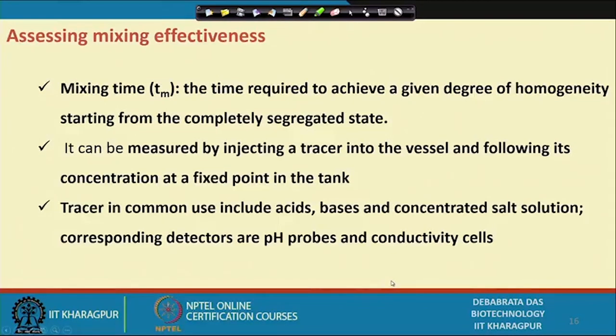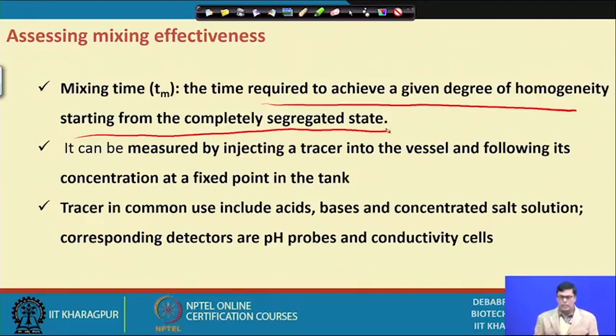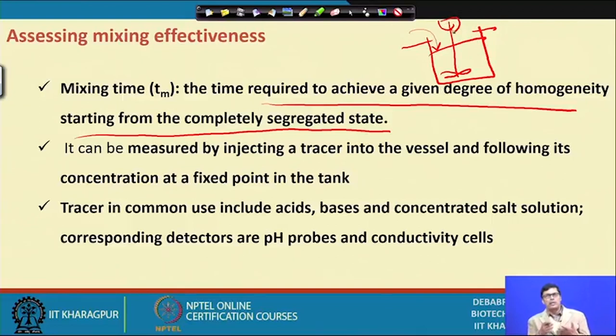Now, mixing time, how do you determine it? The mixing time is the time required to achieve a given degree of homogeneity starting from the completely segregated state. That means, suppose this is a liquid and you put some material here. Now, the question is, mixing time is how quickly it is dispersed into the media. That means the time required for the homogeneity of the reaction mixture.